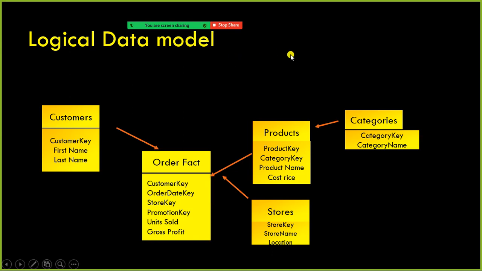As part of the logical data model, we define all the attributes, like the category key, product name, and cost price, for each entity that we identified as part of the conceptual data model. And also the business rules. So not only do we define the structure and add the attributes for each table, we also define the relationships and the business rules.